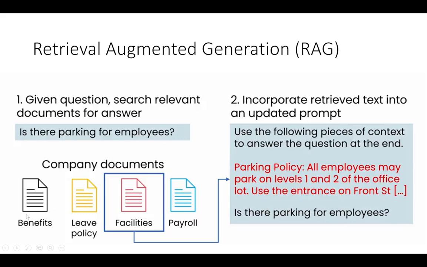Now documents could be of different types: benefits, leave policy, facilities, payroll. From this question about parking, it figures out this is a facilities question, and that is done by the LLM. Then the actual context it retrieves from that document, which says: parking policy, all employees may park on levels 1 and 2 of the office lot, use the entrance on the front, and so on.